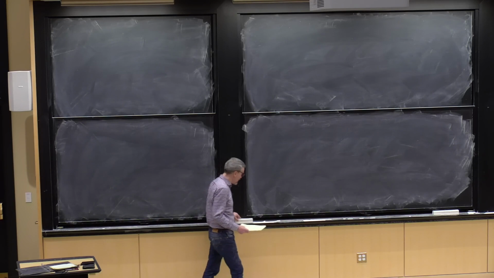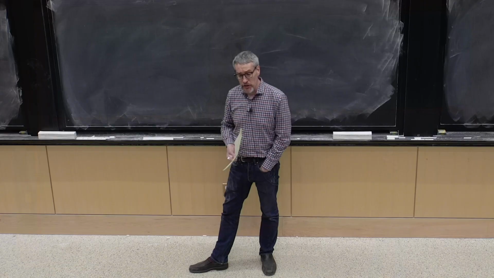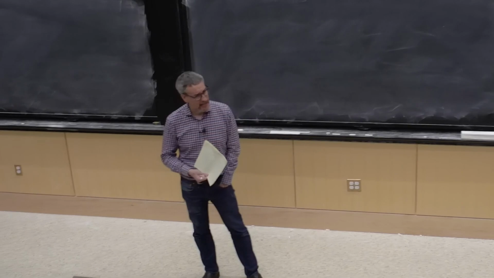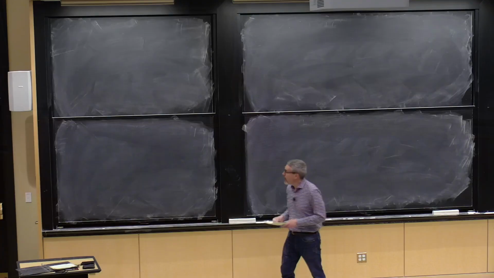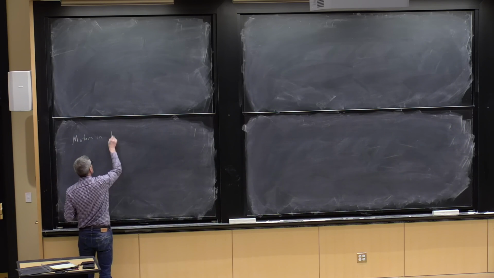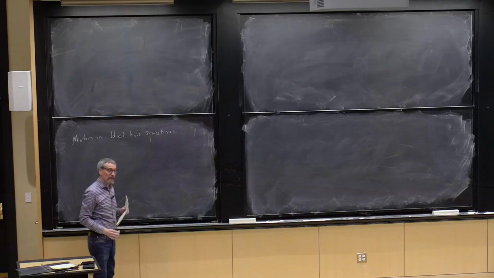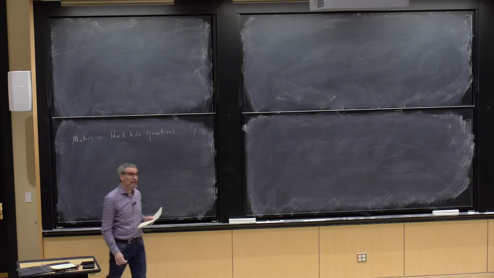So in this final lecture, I want to think with an eye towards how one might actually make measurements that probe the nature of the black hole spacetimes I discussed in the previous lecture. I'm going to discuss motion in a black hole spacetime. We touched on this a little bit in the previous lecture, where we discussed the motion of radial light rays.